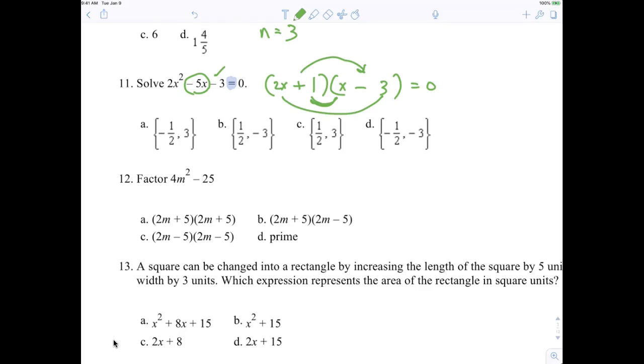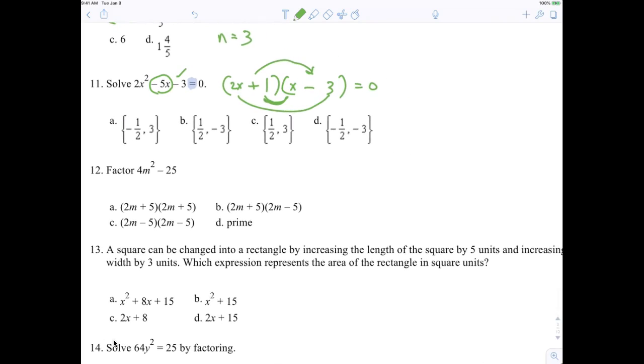All right, now you have to set the factors equal to 0, remember? So it's 2x plus 1 equals 0, x minus 3 equals 0. So here x equals negative 1/2 or 3. So the correct answer has to be what? A.